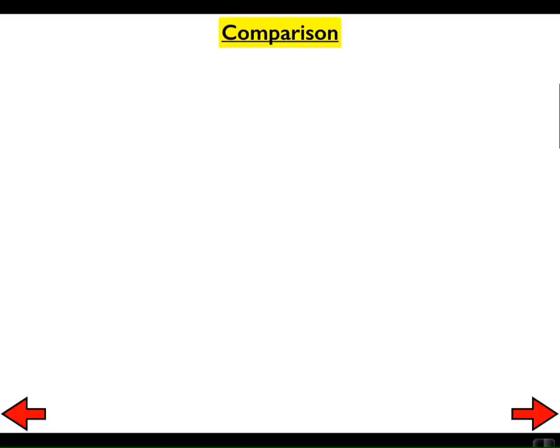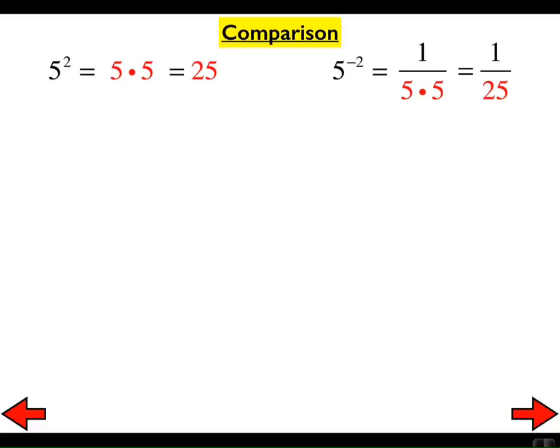So let's take a quick comparison. I'm going to show you. You don't have to write anything down. I just want you to look. If I had 5 squared, what's 5 squared? Everyone? 25. Okay. 5 to the negative 2nd would be 1 divided by 5 times 5. Okay, so one side is 25, the other is 1 over 25. So hopefully you already start seeing a pattern.